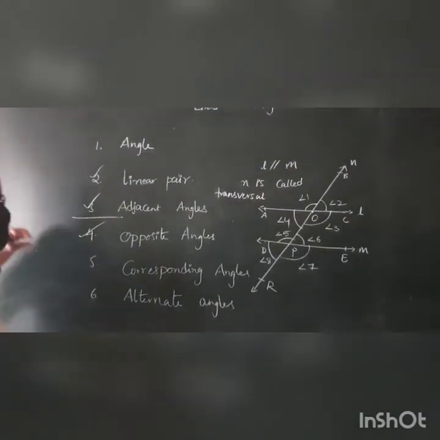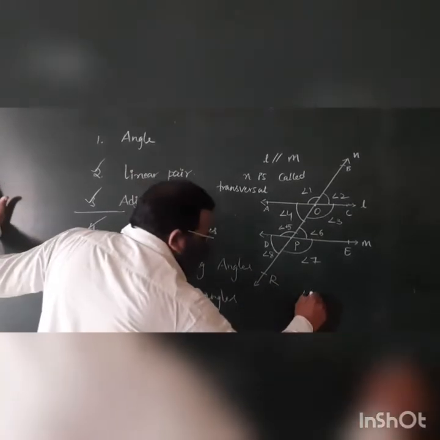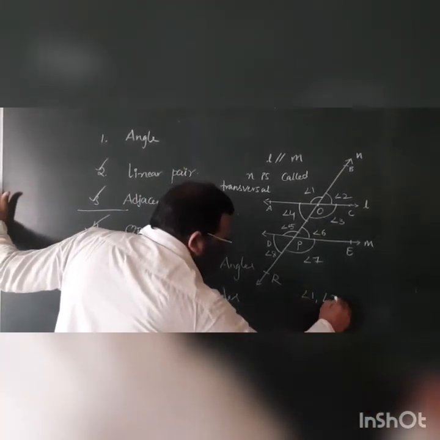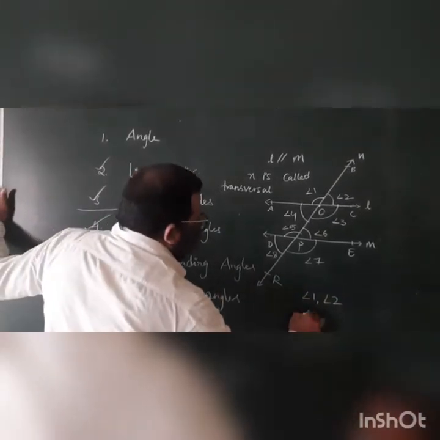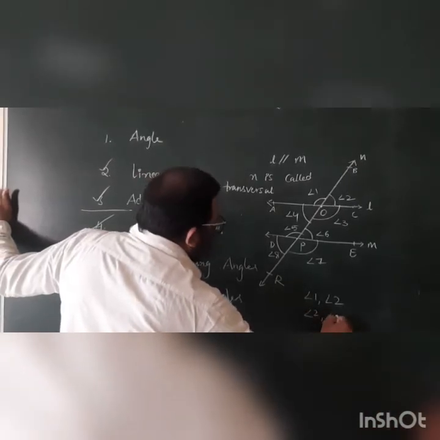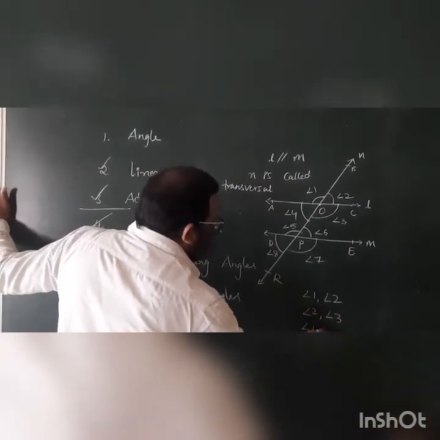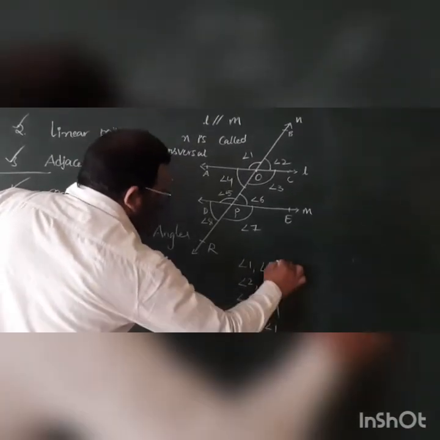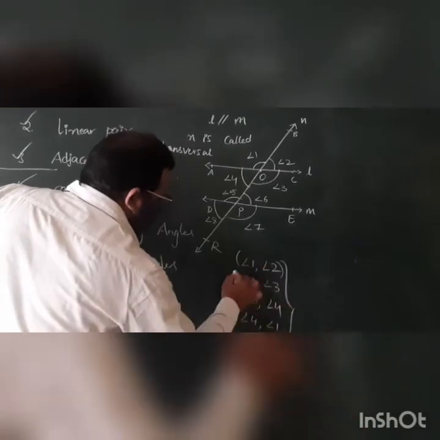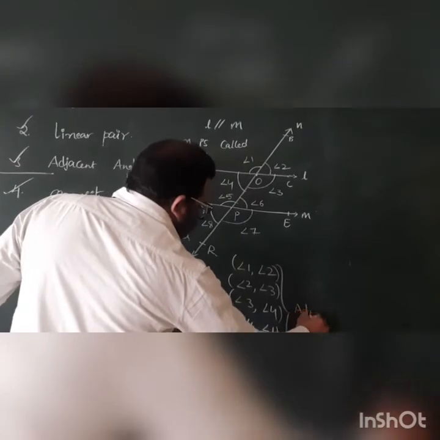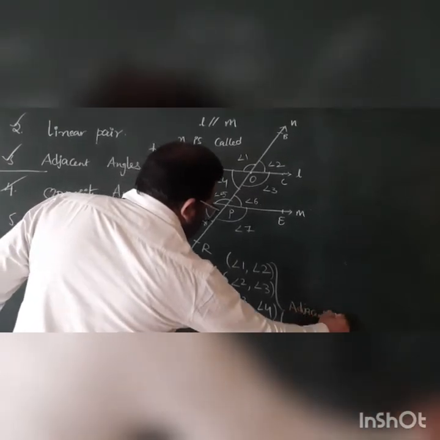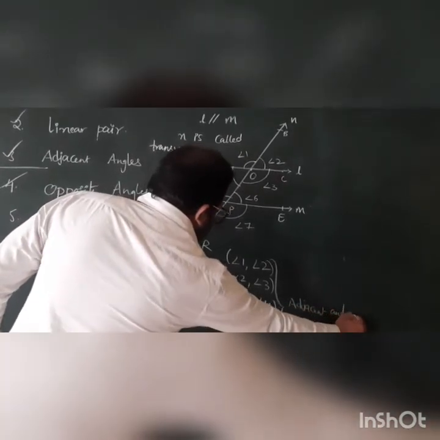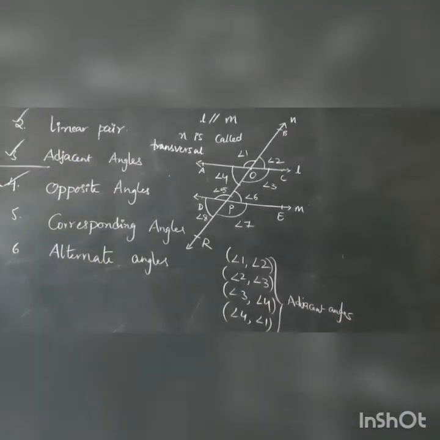If you clearly observe, angle 1 and angle 2, angle 2 and angle 3, angle 3 and angle 4, angle 4 and angle 1, these pairs are adjacent angles. Okay?